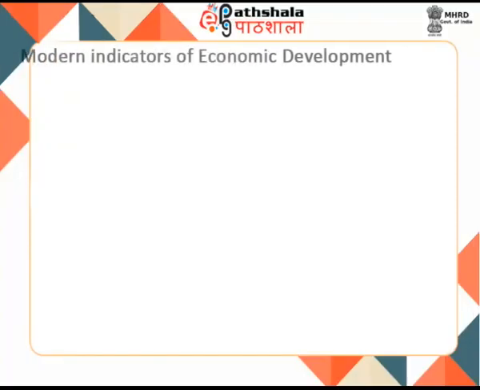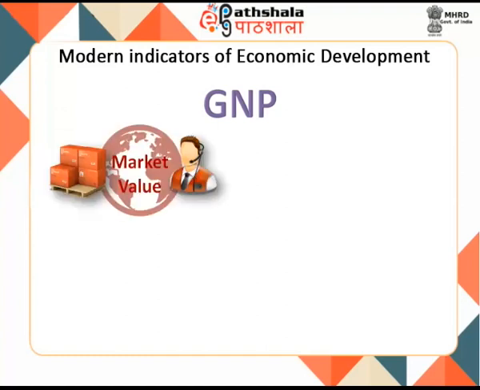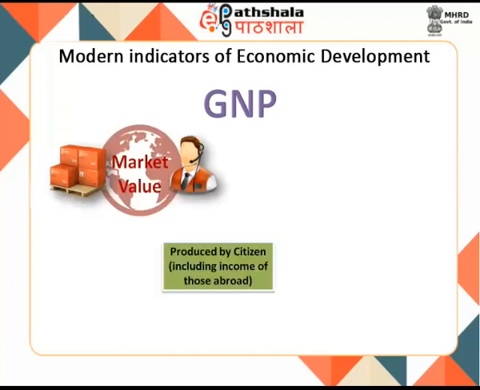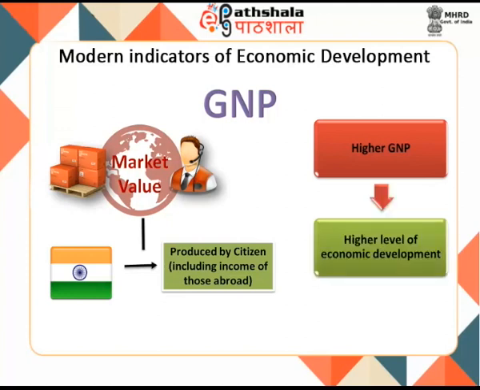Now let's understand the modern indicators of economic development, starting with gross national product (GNP), which is the market value of all the products and services produced in one year by the citizens of a country, including income of those abroad. A higher GNP is generally indicative of a higher level of economic development.